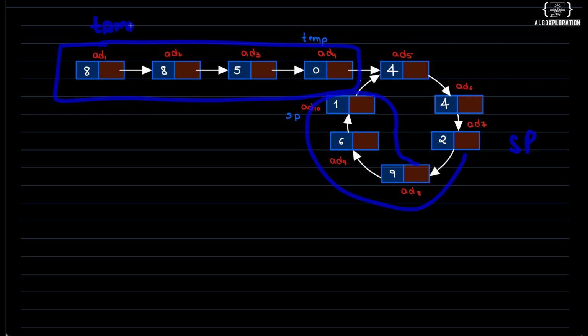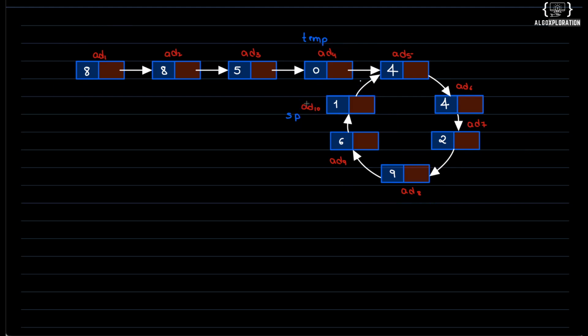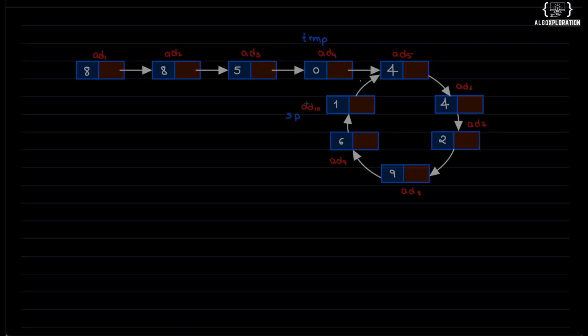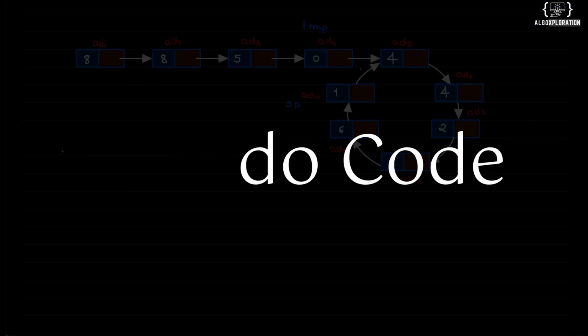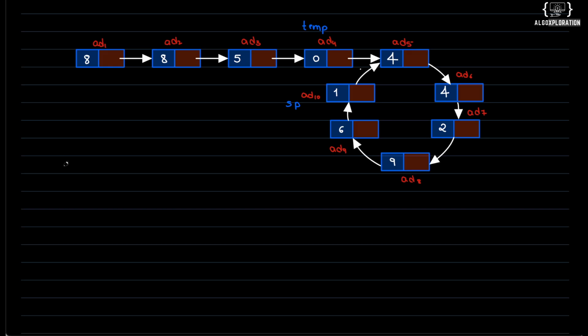So when I move one step at a time, the length of this is actually the length of this, right? I will show you mathematically how this is possible. But before that, I need to show you the pseudocode of this. The first step would be that I need to apply the Floyd cycle detection algorithm.